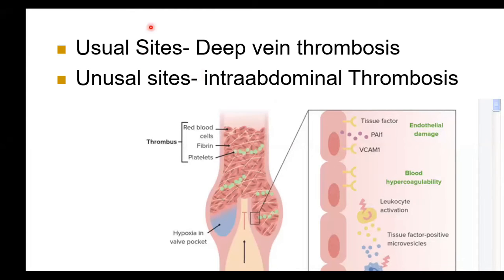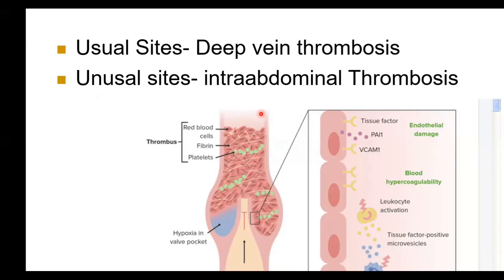So there are usual sites of getting deep vein thrombosis, and that is in the legs. You can see here there are pockets behind the valves where there is stasis. And if there is a prolonged surgery, or a female is on OCs or on estrogen replacement therapy, which generates a thrombophilic state, then there are high chances that one gets thrombi in the legs, which can get dislodged and cause pulmonary embolism.